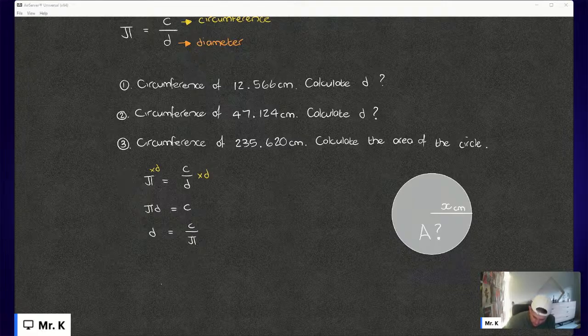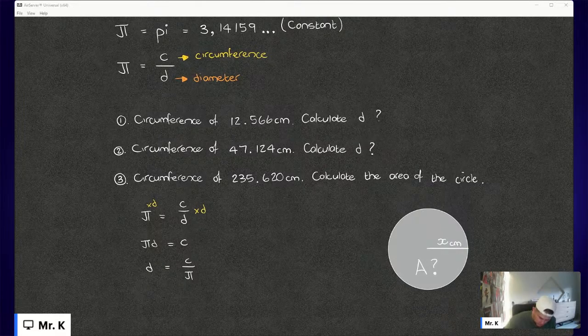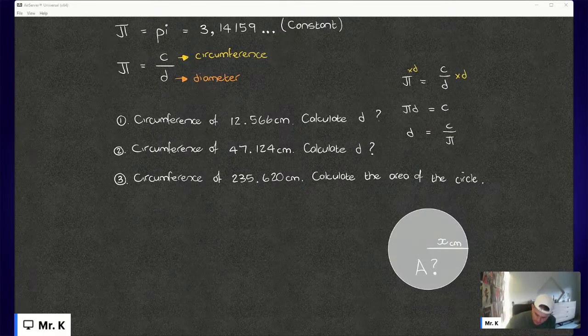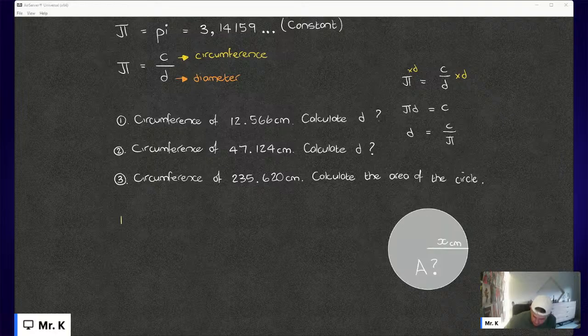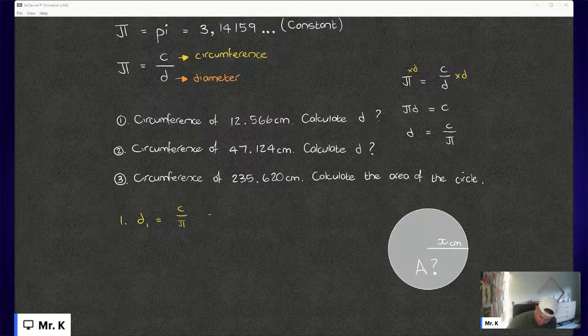So I'm going to write or just move this over here to the top of the screen. And if we attempt question number one very quickly using this formula, the diameter of circle number one is the circumference divided by pi. In this case, the circumference of our circle is 12.566.